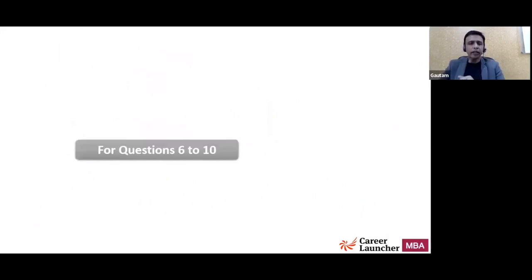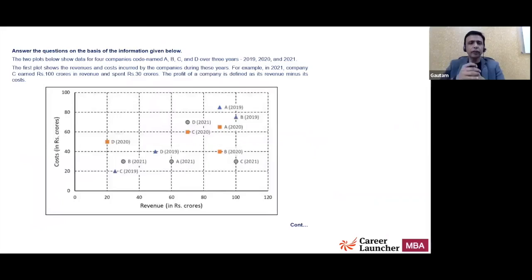Moving to the second set, question number 6 to 10. That was probably the easiest of all. If you seriously look at it, the data was pretty straight in itself. The charts, there were 2 charts given. The first chart talked about 4 companies coded with A, B, C, D. And the chart shows their revenue and the cost in crores for 3 respective years of 2019 to 2021.